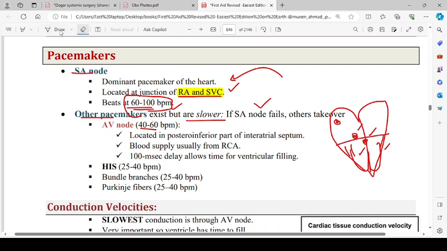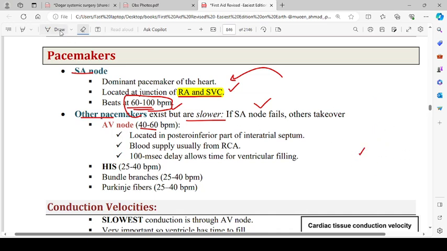But suppose due to some problem, either there is a defect in the SA node, or maybe there is some atrial fibrillation, or some problem is going on. In these situations, the immediate next available pacemaker will take the role. If the AV node is intact, the AV node becomes the pacemaker. If it is also gone, then comes the bundle of His or something along those lines, and the heart keeps on beating.